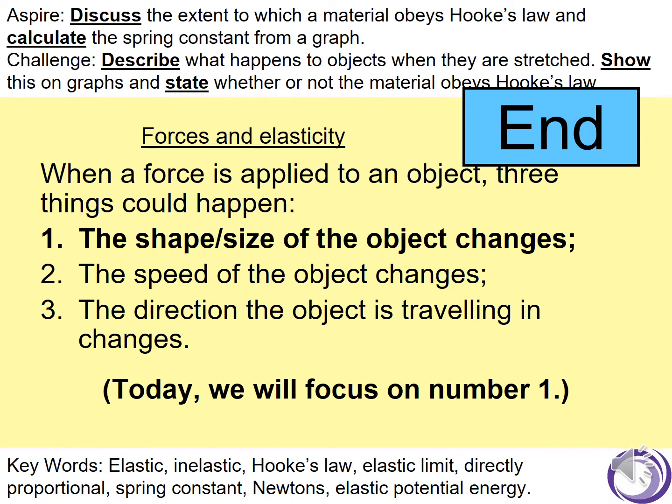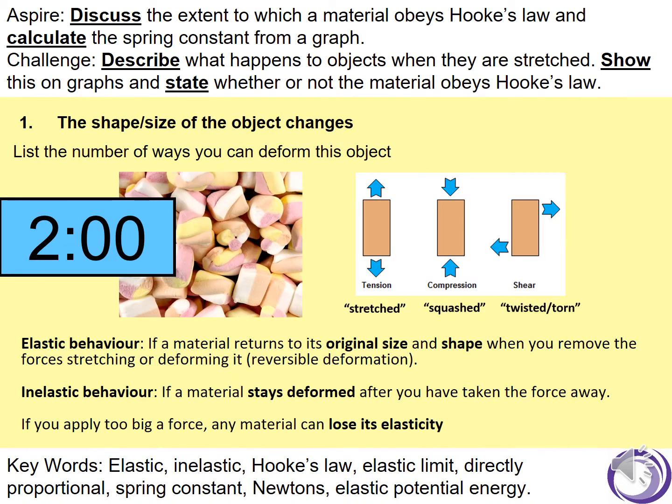Okay, so let's have a look in more detail at point number 1 that we've just made then. So the shape and size of the object changes, and we can list the number of ways that we can deform this. First of all, this may be a new word to you, but the word that we would use as stretch is called tension in science. Compression we may well use in something like a bandage, for example, where you have a joint injury. And shear is another word that we would use for kind of twist and torn.